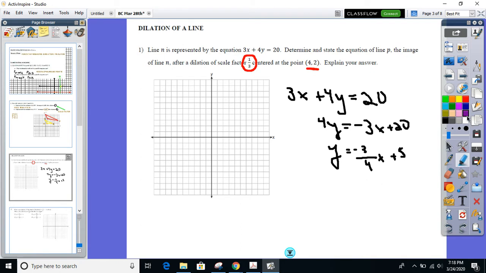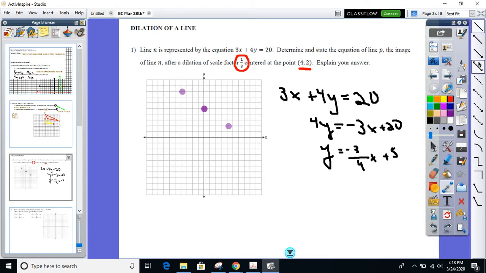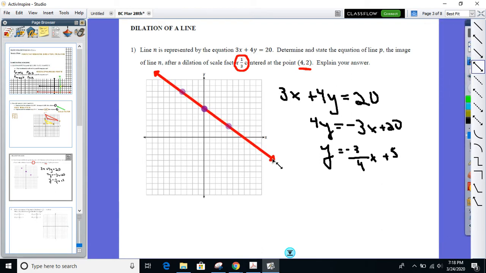So let's graph it. The y-intercept is 5, so I'll go 1, 2, 3, 4, 5 up on the y-axis. And since the slope is negative 3/4, I can use that to graph a few more points. Down 1, 2, 3, to the right 1, 2, 3, 4. Up 1, 2, 3, to the right 1, 2, 3, 4. Let's graph that in. Here is that line.